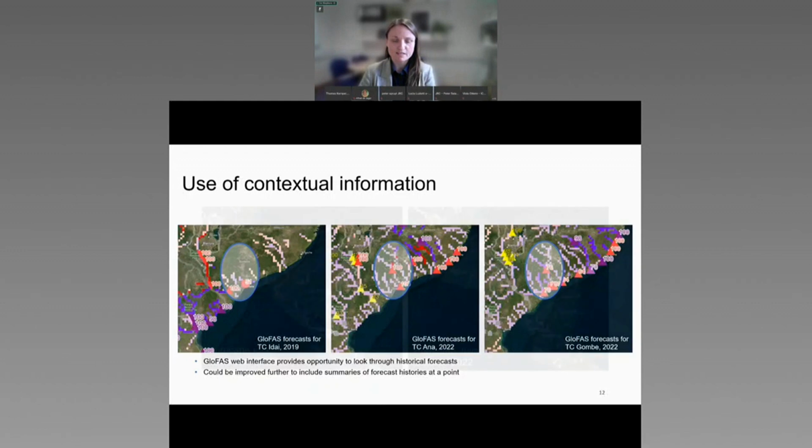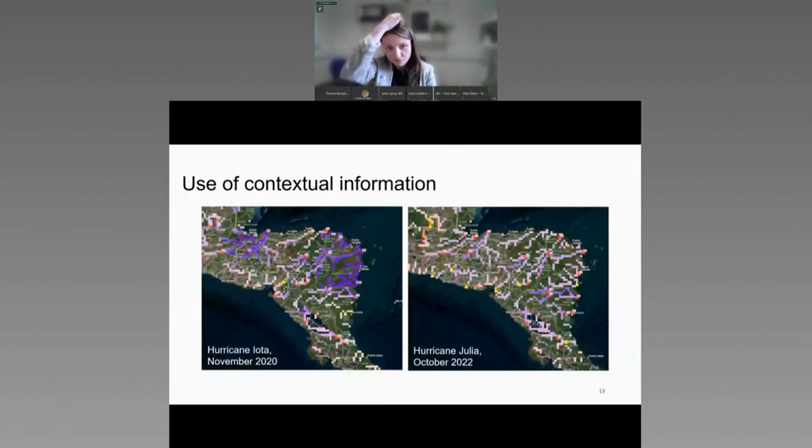And just to give you a more recent example again, this is for a comparison of Hurricane Iota in Central America and Hurricane Julia, which made landfall earlier this week in Central America. And we were able to provide information here to say, again, that the flooding was not likely to be as severe as from Iota, but would still be quite major flooding across the region.